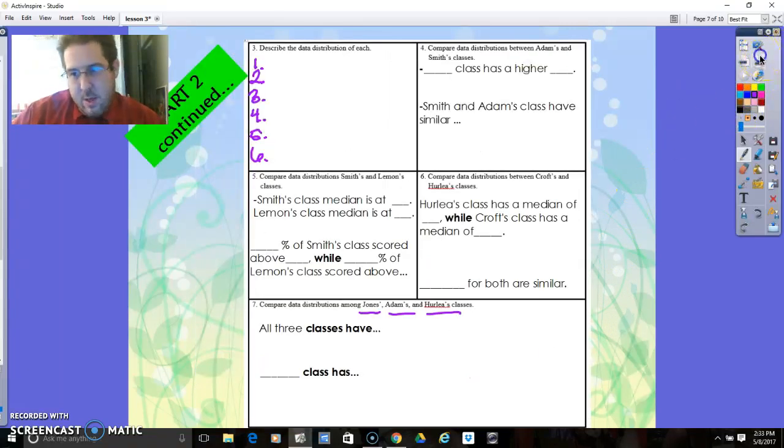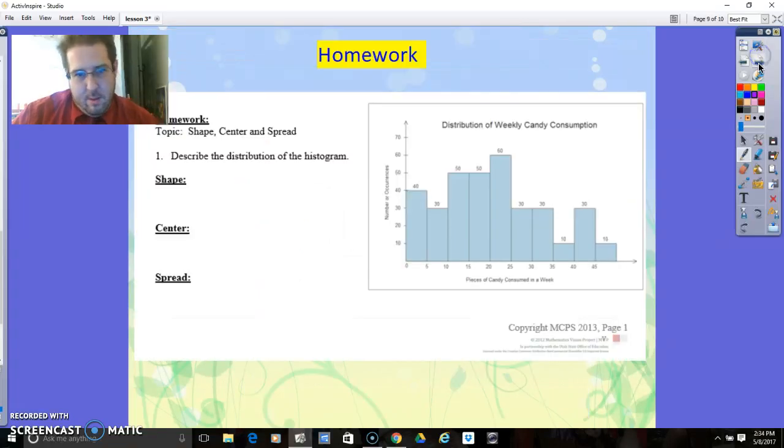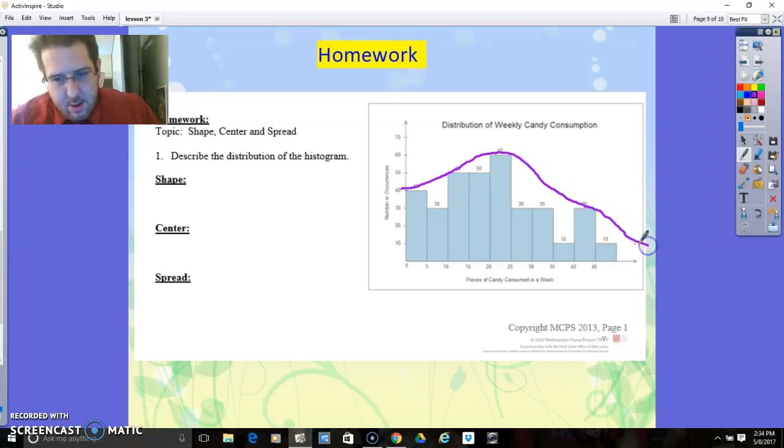All right, so that leaves us to the homework. Describe the distribution of the histogram. So we're going to talk about shape, center, and spread again. So the shape, remember the shape is the shape that it makes if you were going to put a curved line on top, and this looks like it's skewed to the right.